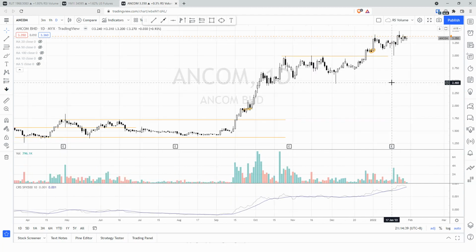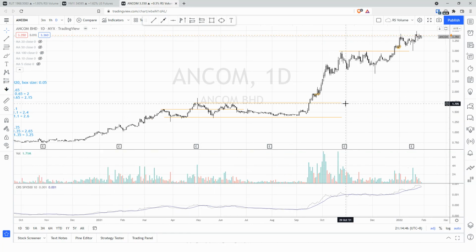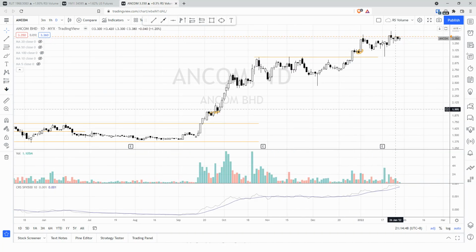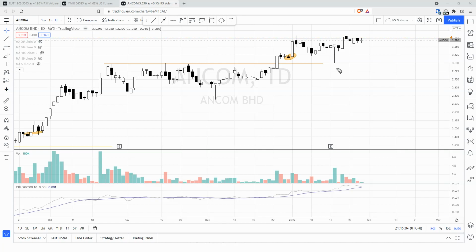ANCOM is one of the outperforming stocks in the Bursa, and definitely you can tell it's kind of like the all-time high stocks. And we definitely see a very nice uptrend followed by another breakout backing up. And despite the US market correction, there is not much influence to ANCOM. So take a look at this.